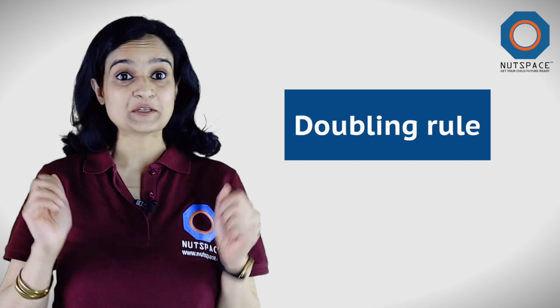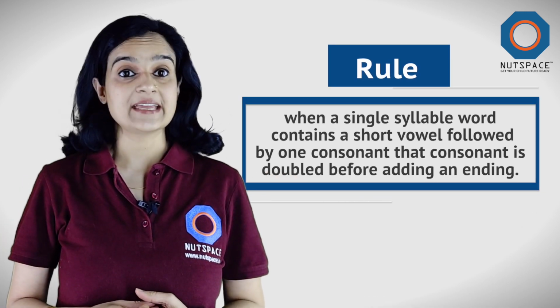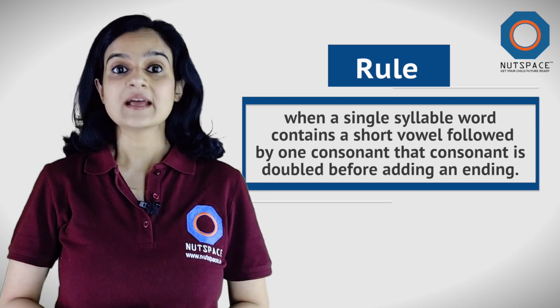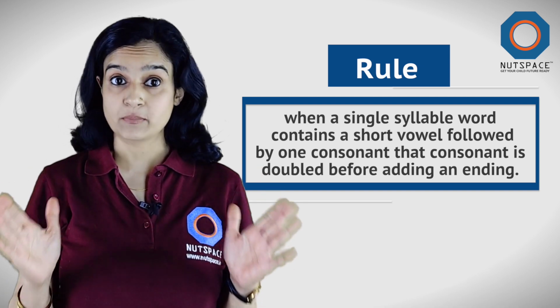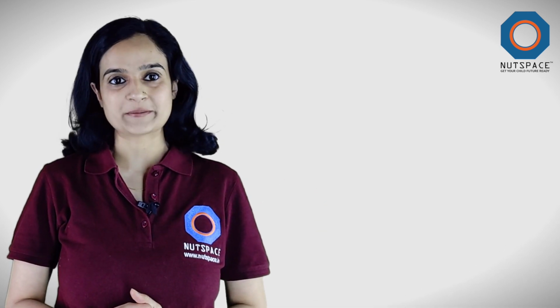Now listen carefully to the rule. When a single syllable word contains a short vowel followed by one consonant, that consonant is doubled before adding an ending. This is to protect the short vowel sound.